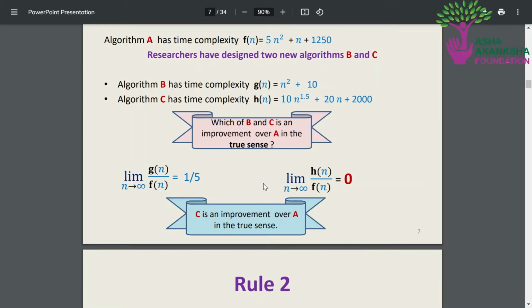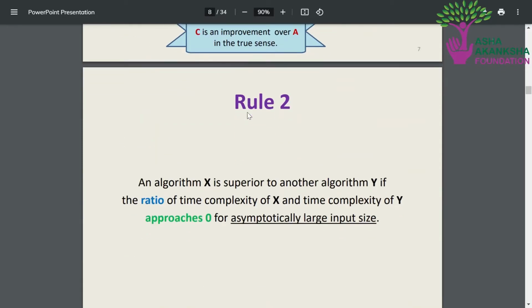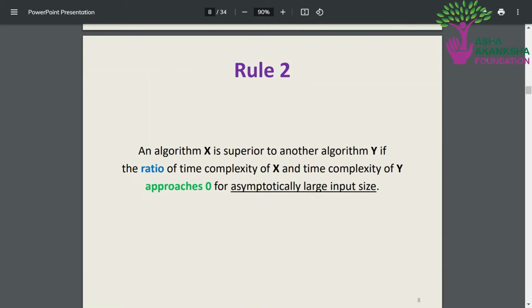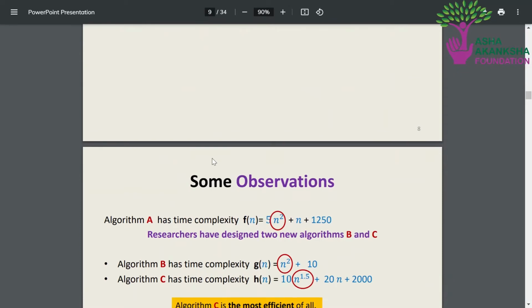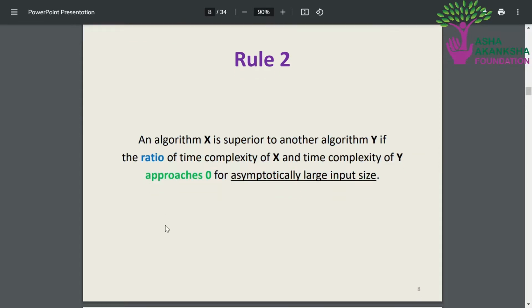So if we combine all the ideas discussed in the above slides, we come up with a rule: an algorithm X is superior to another algorithm Y if the ratio of the time complexities approaches zero for very high values of n, or we can say for asymptotically large input size. You should be familiar with this rule, and it should be at your fingertips for time complexity of algorithms.